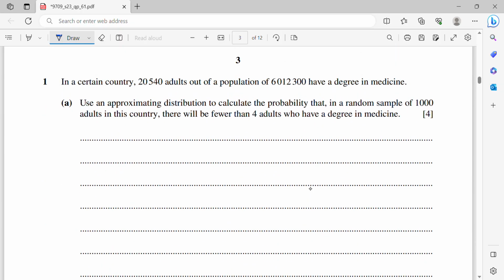Question number 1. In a certain country, 20,540 adults out of a population of 6,012,300 have a degree in medicine. A. Use an approximating distribution to calculate the probability that in a random sample of 1,000 adults in this country, there will be fewer than 4 adults who have a degree in medicine.